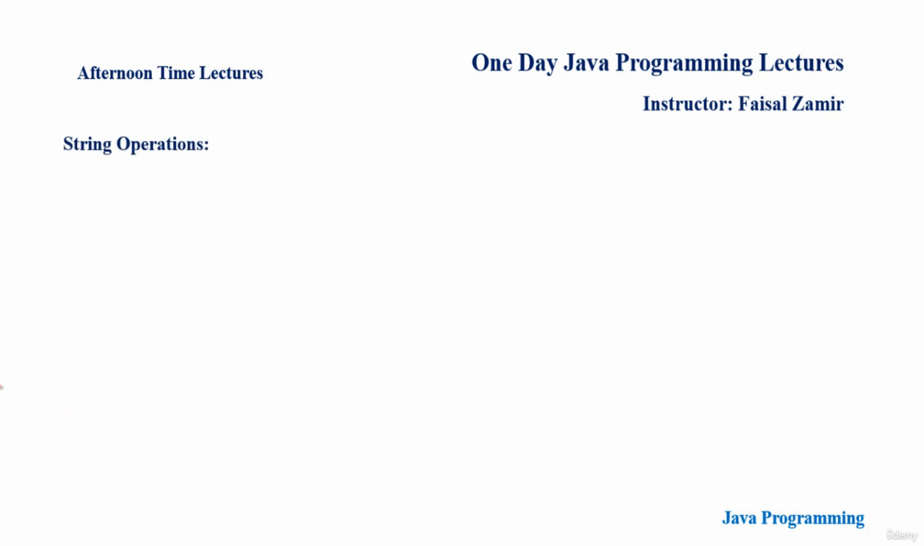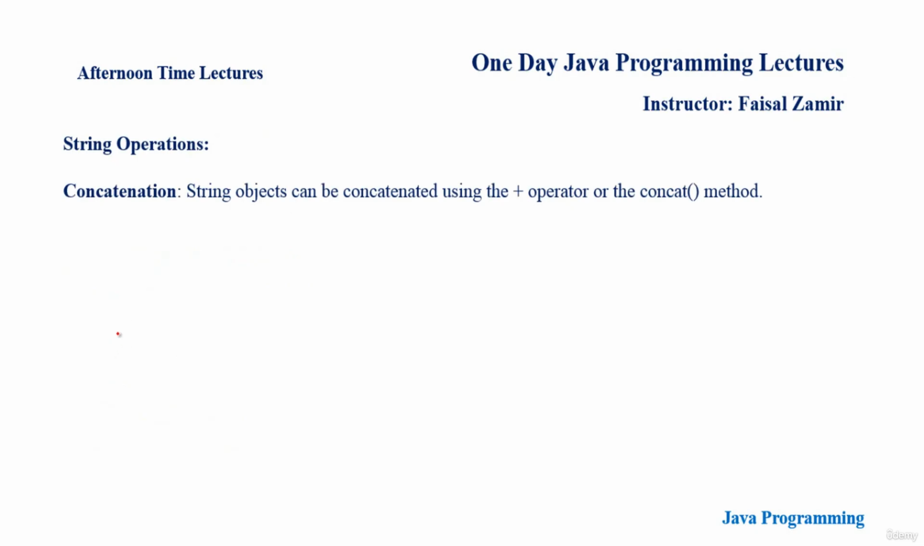So there are different operations I will discuss with you in this class, which you can perform on a string. For example, first of all, concatenation. Concatenation means you can add two strings to each other. For example, this is one string, Faisal. This is another string, Zamir.